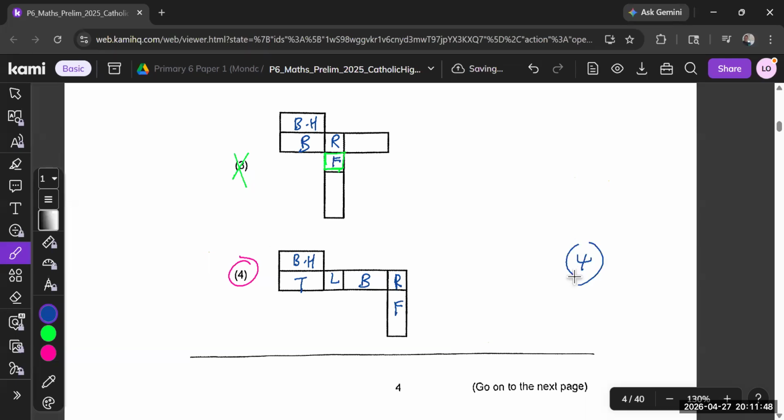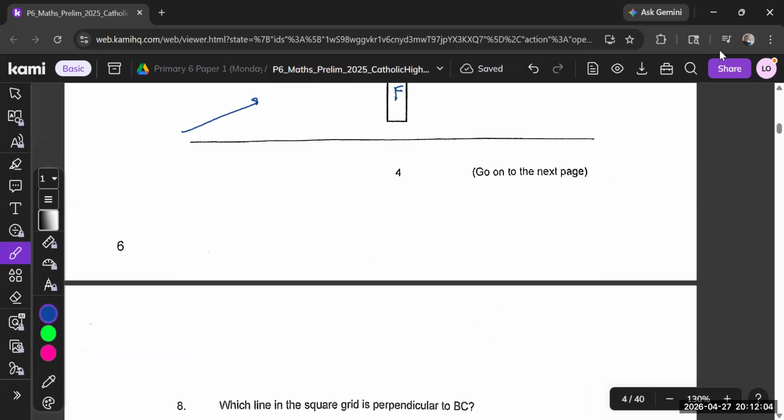Understand? Now, if you cannot mentally visualize, what must you do? Then you cut it out, and then you wrap it into a cuboid. So you may have to cut it up. But in the exam, you can't do that. Right? In the exam, you have to mentally visualize. Okay? Okay, next one. Question number 8.